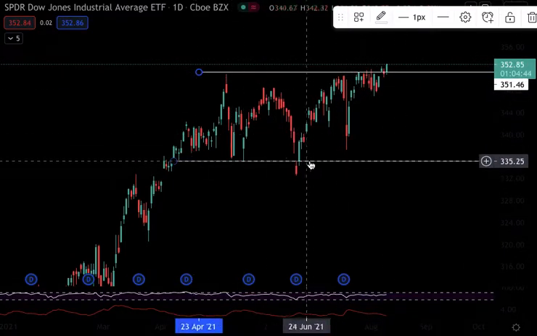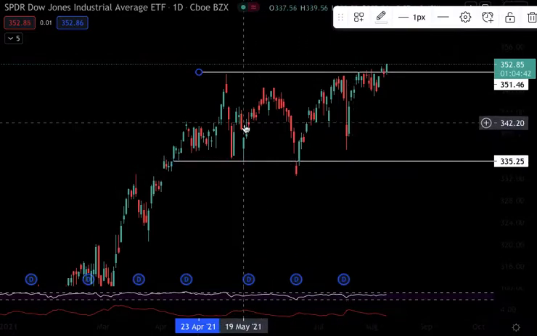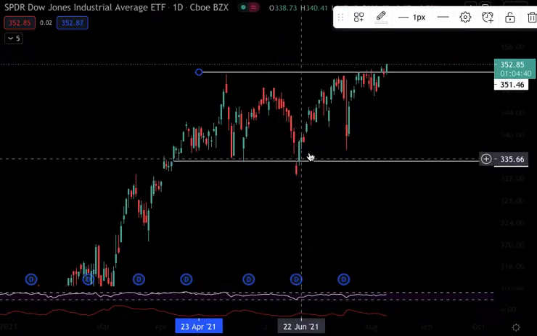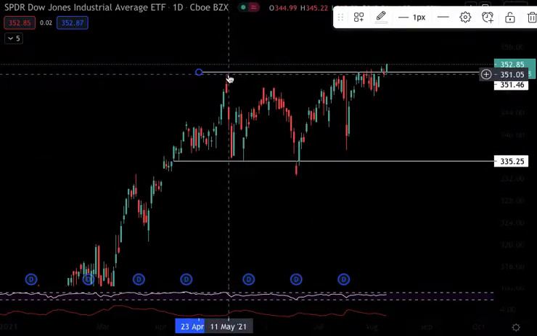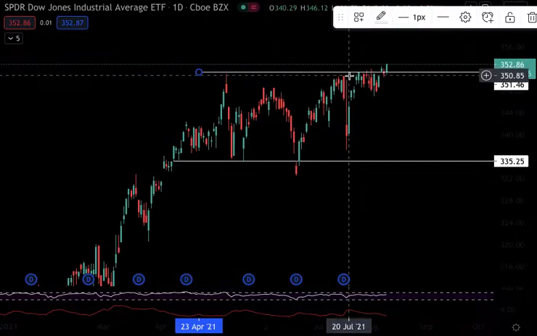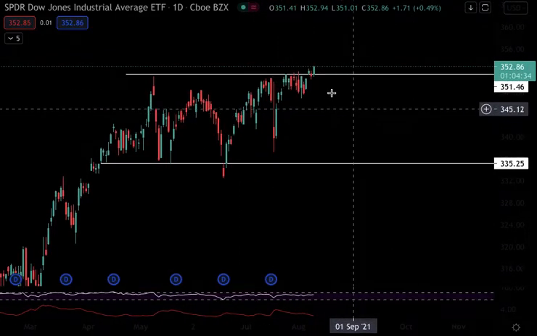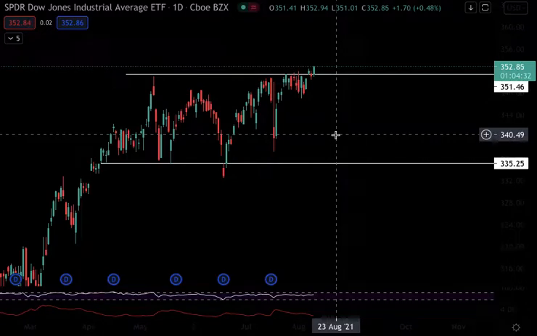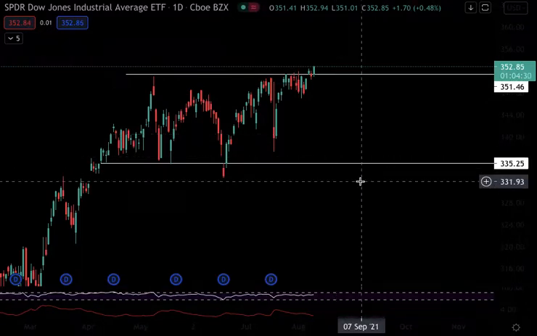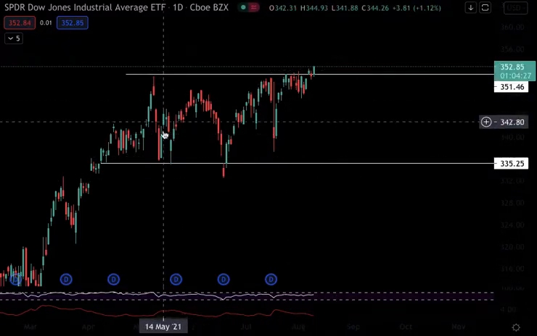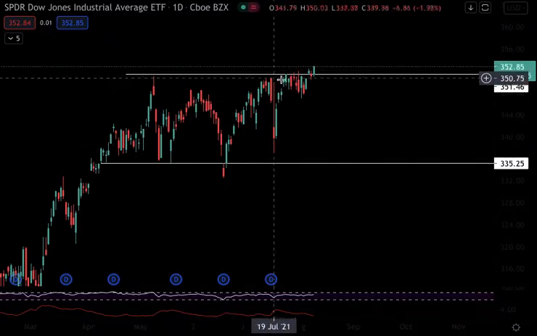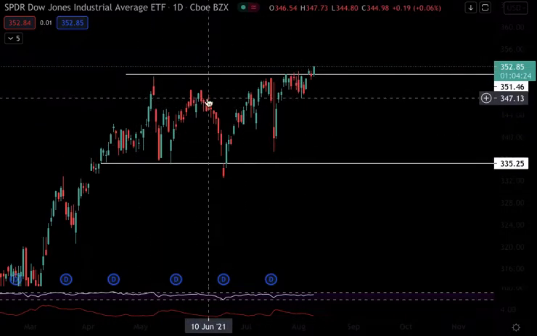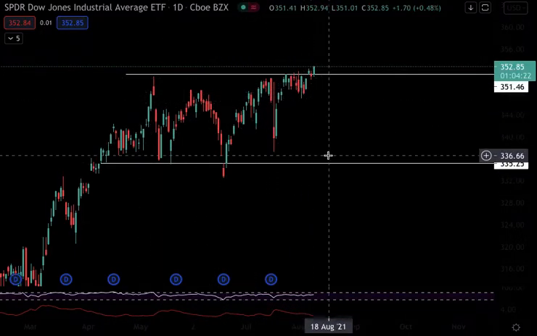Think of support as the floor where the price could possibly bounce from, and think of resistance as a ceiling where it could possibly get rejected and come down. That's the idea here. Now that we've got our support and our resistance, we can see that the Dow Jones was trading within a range.